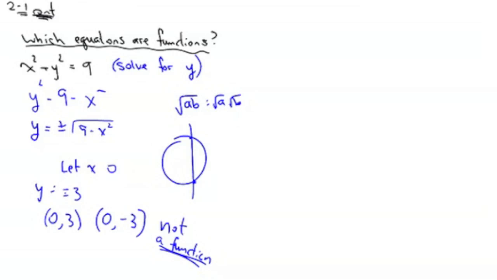All right. What about this one? X cubed plus y cubed is equal to 27. X cubed plus y cubed is equal to 27. Is it a function? How would you find out? What's the hidden direction? Solve for y. When in doubt, solve for y. So this becomes y cubed is equal to 27 minus x cubed.